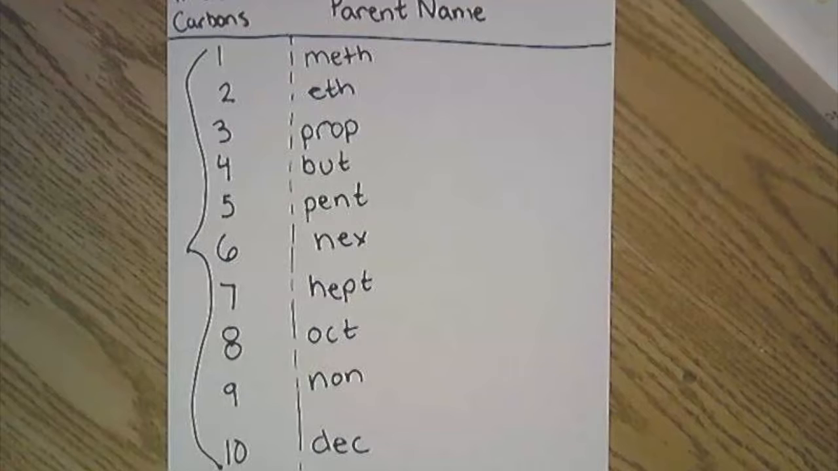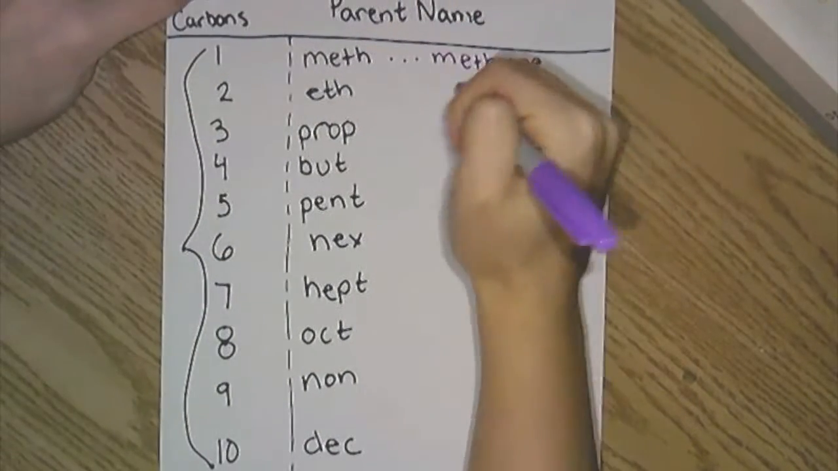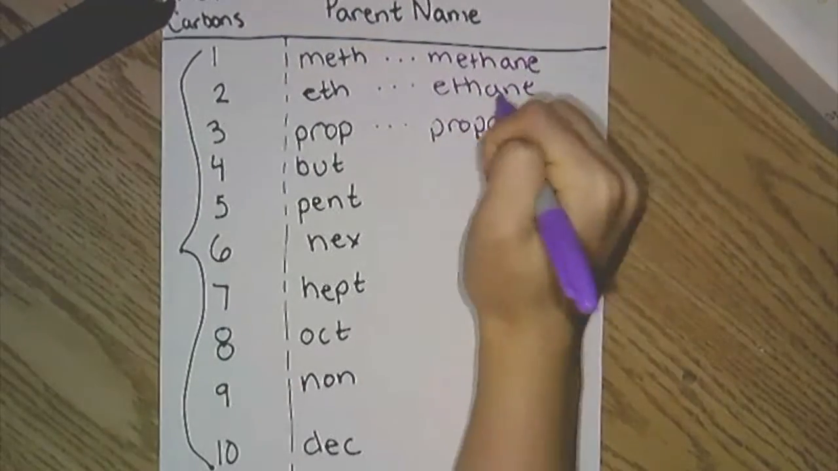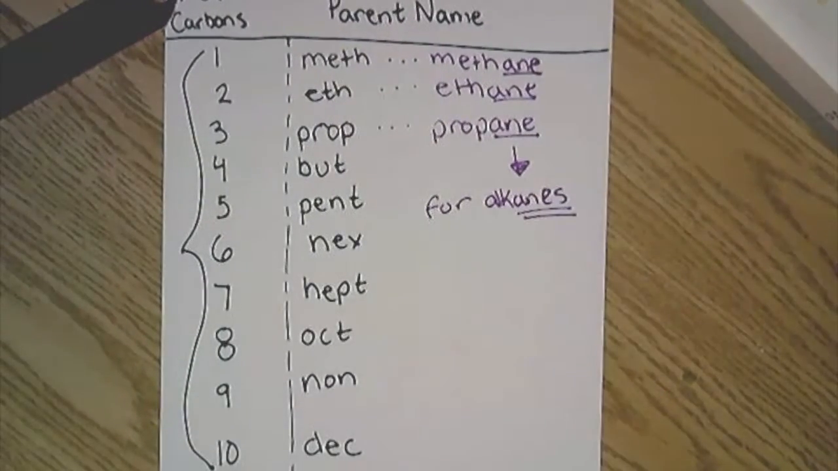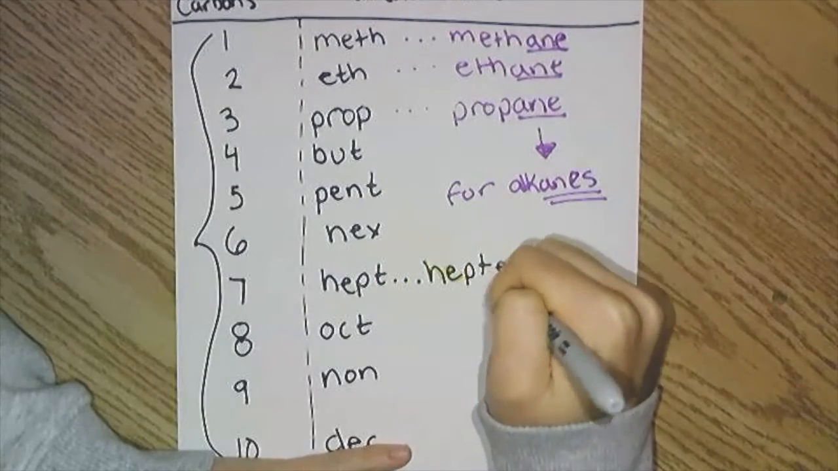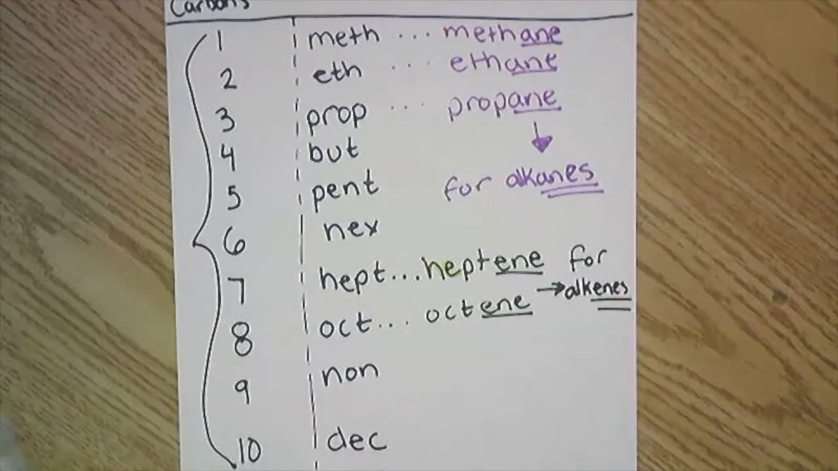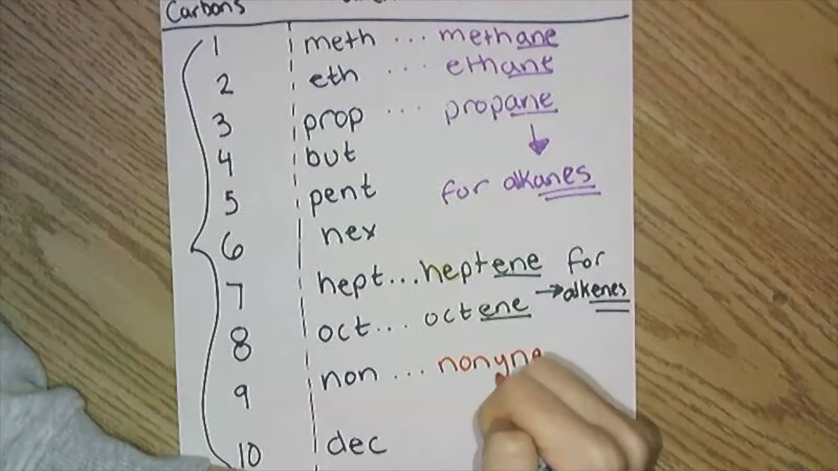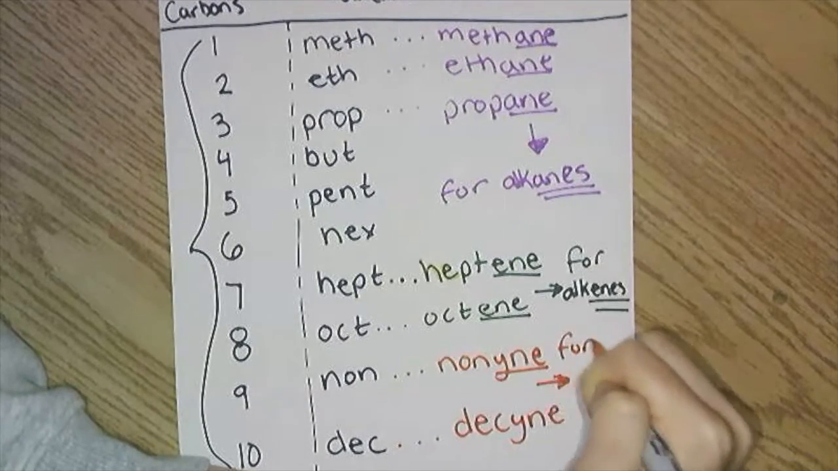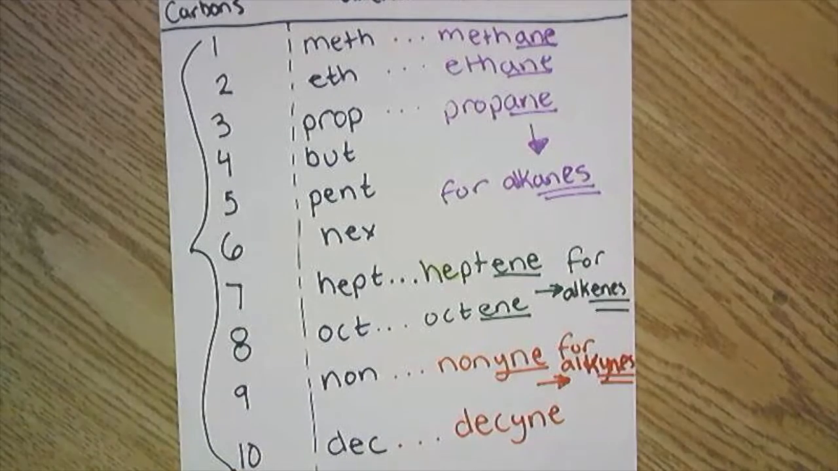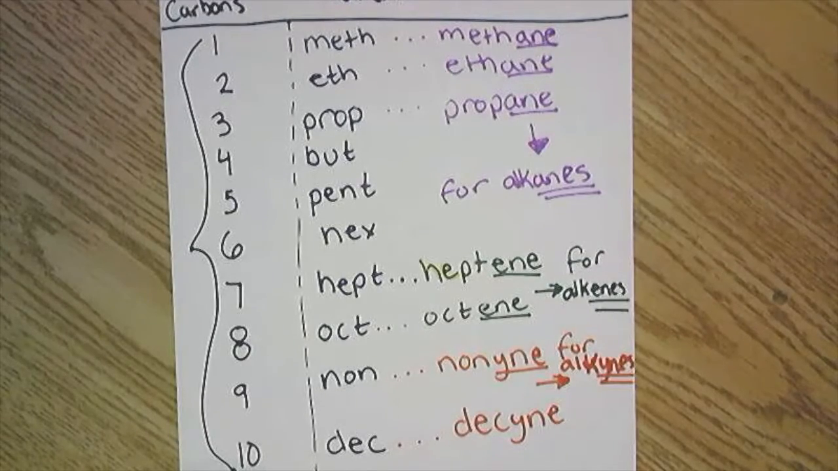When naming alkanes, alkenes, and alkynes, the suffix ending of the parent carbon chain name is going to be a little bit different. For alkanes, it's going to end with ane, so methane, ethane, propane, etc. For alkenes, it's going to end in ene, like heptene, octene. And for alkynes, it's going to end in yne, nonyne, decyne. This is easy to remember because you're just taking the last few letters, or the suffix, of the actual name of the alkane, alkene, or alkyne.